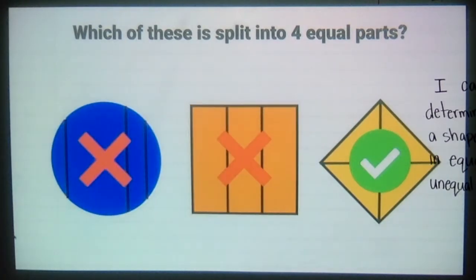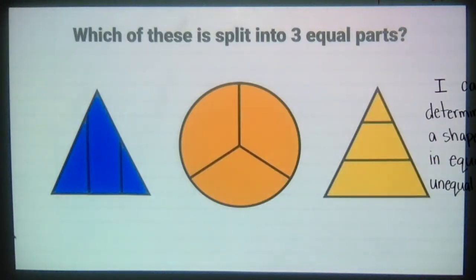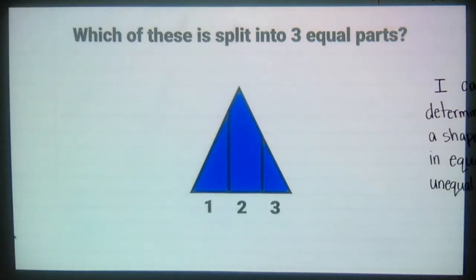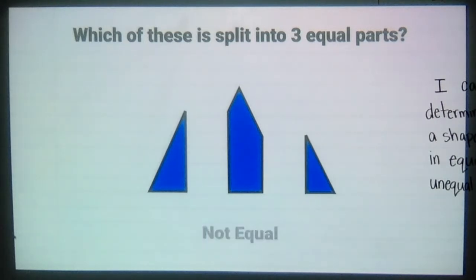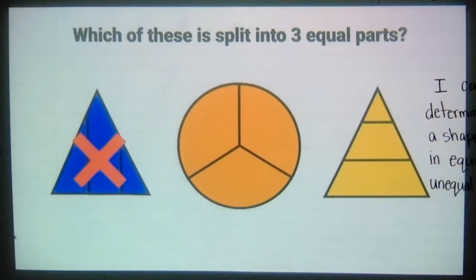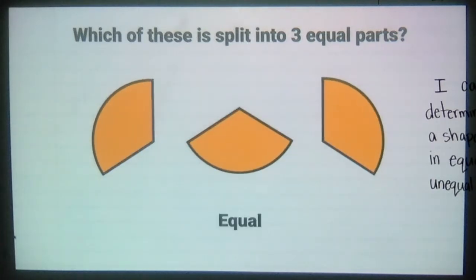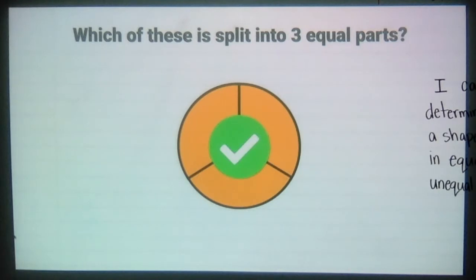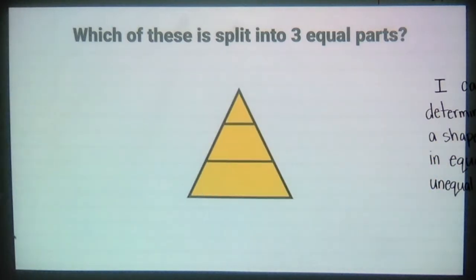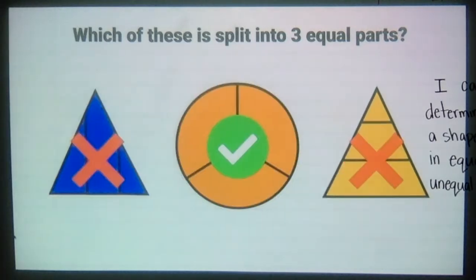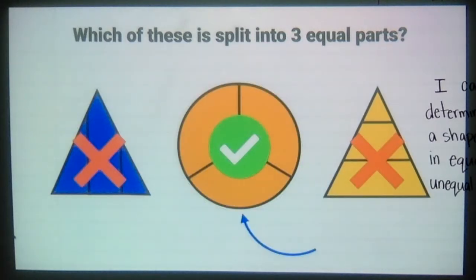Now it's time for you to practice on your own. Which of these shapes is split into 3 equal parts? We can see this first shape is split into 3 parts, but they're not equal, so it's not split into equal parts. The second shape is split into 3 parts as well, and they are all equal in size. This is it. The last shape is also split into 3 parts, but those again are not equal. Therefore, only this shape is split into 3 equal parts.